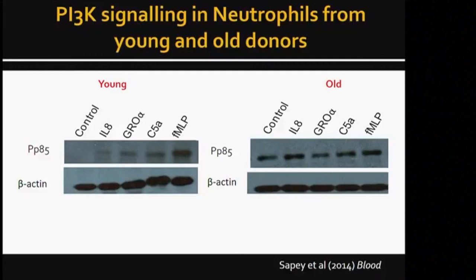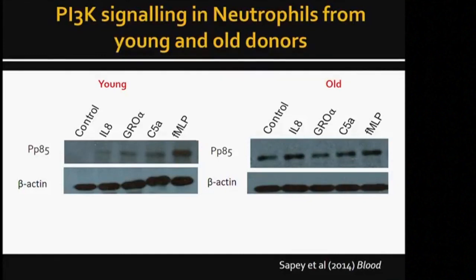Control here, and then exposed to different chemokines. You can see this is within 5 minutes, a very rapid activation of this pathway. But in the old, we see no activation of the pathway. For the alert people in the audience, what you should spot is the difference in the control, the unstimulated neutrophils: the PI3 kinase was already phosphorylated.